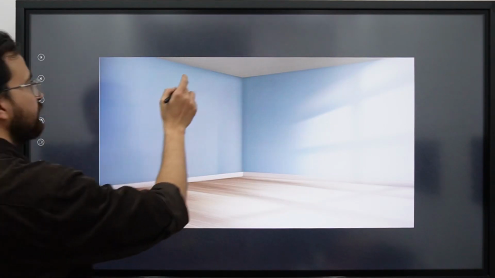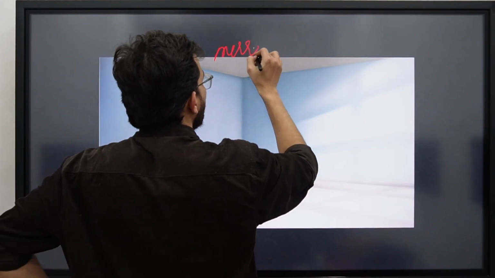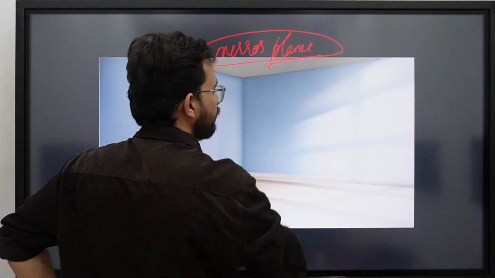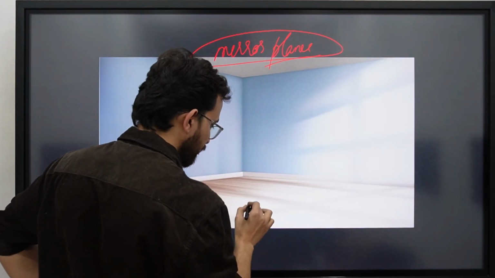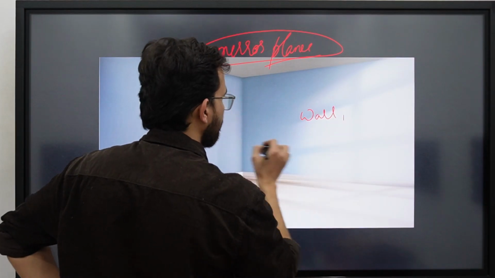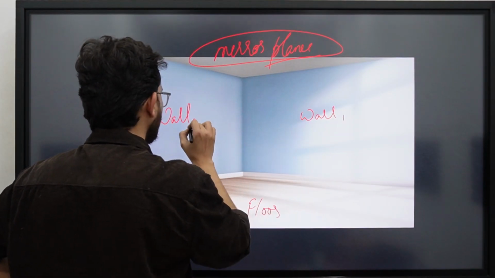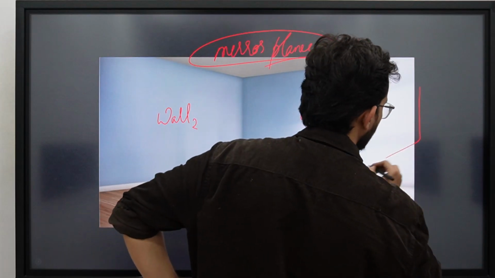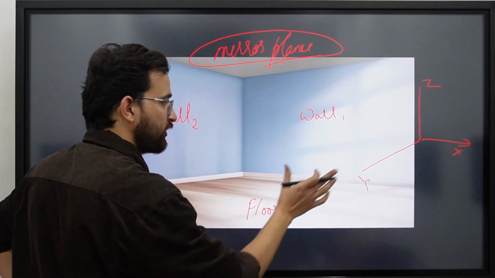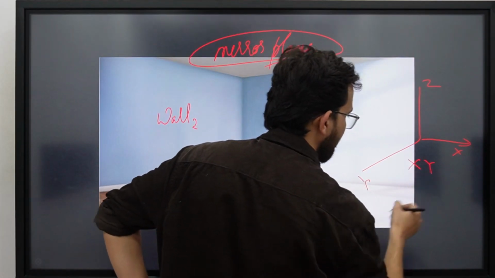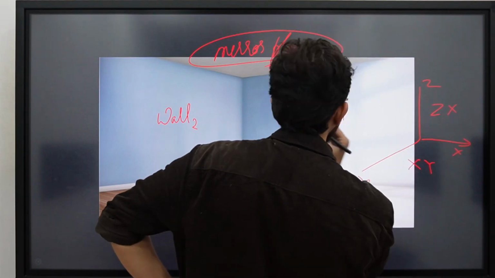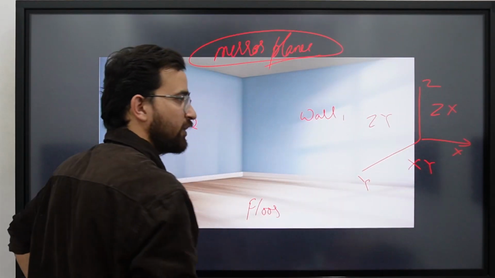Now, what about mirrors? What about mirror planes? How do I imagine mirror planes? Same, you go back to your room. You can see that there is a floor. You have this wall, and you have this wall as well, right? In the Cartesian, z, x, and y. What is the floor in the Cartesian? The floor in the Cartesian is the xy plane. What is wall 1? It is the zx plane. And what is wall 2? It is the zy plane, right?